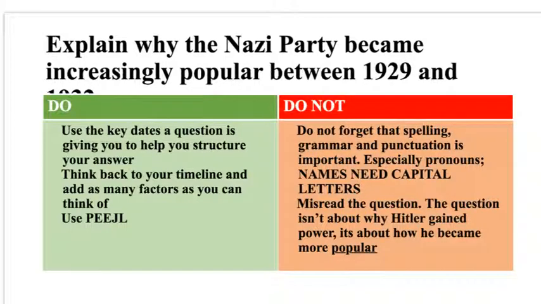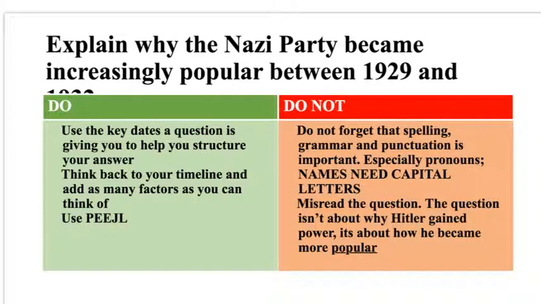And don't forget to use point, evidence, explain, judgment, link. For a 6-mark question, I would be expecting to see 2 of these paragraphs. Don't forget that spelling, grammar and punctuation is important. I'm seeing a lot at the minute as I'm going through year 11 revision and year 10 practice questions. People aren't putting capital letters for pronouns. It's a capital G for Germany, it's a capital H for Hitler, it's a capital S and A for SA, and so on and so forth. If it's a name, it needs to have a capital.